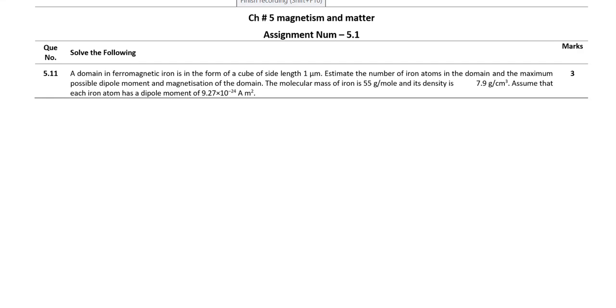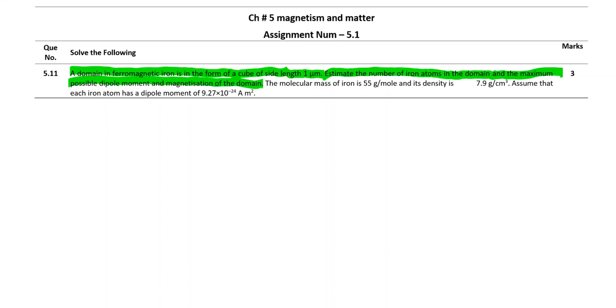Hello students, in this video we have the last illustration of chapter 5. The question is, a domain in ferromagnetic iron is in the form of a cube of side length 1 micrometer. Estimate the number of iron atoms in the domain and the maximum possible dipole moment and magnetization of the domain.